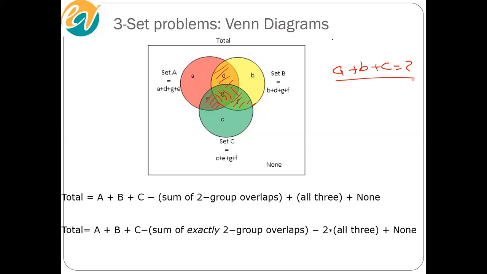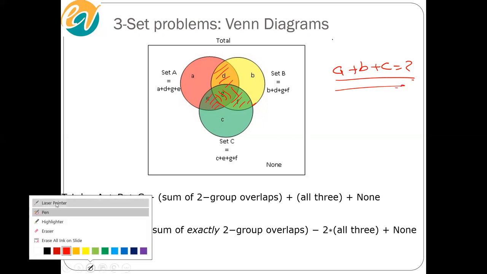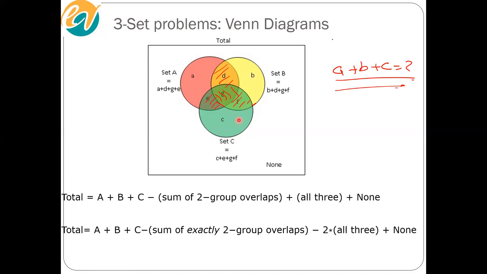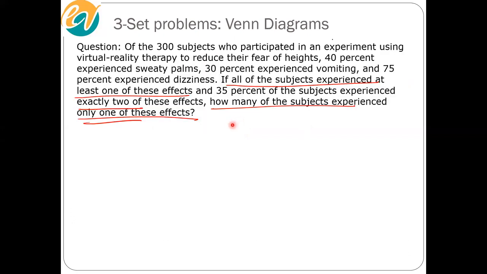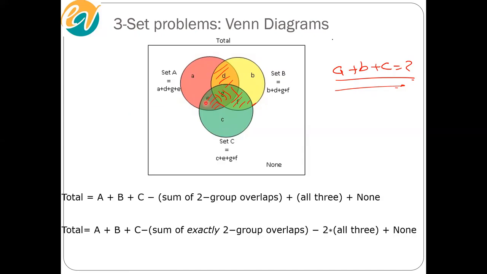Are you with me, guys? We had to find out the value of this. So I am saying that from the entire shaded area, which is basically 300 subjects, if we subtract exactly 2 and further subtract all the 3, we are left with small a plus small b plus small c. Now, exactly 2, we already know. How much is exactly 2? 35% experience exactly 2, right? So we already know exactly 2.